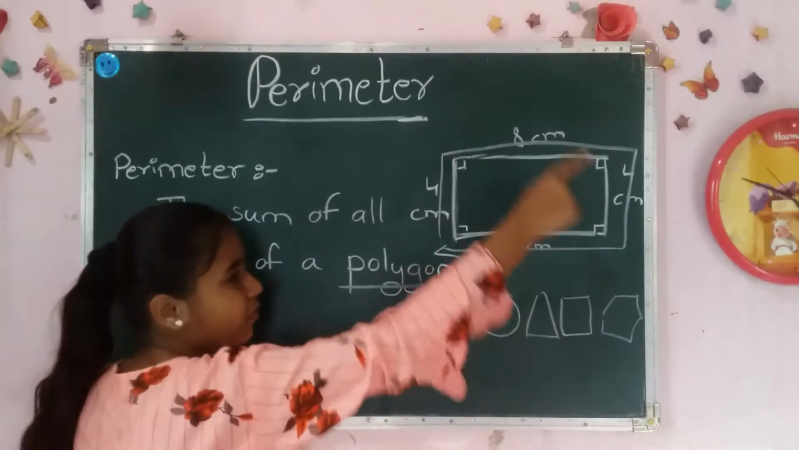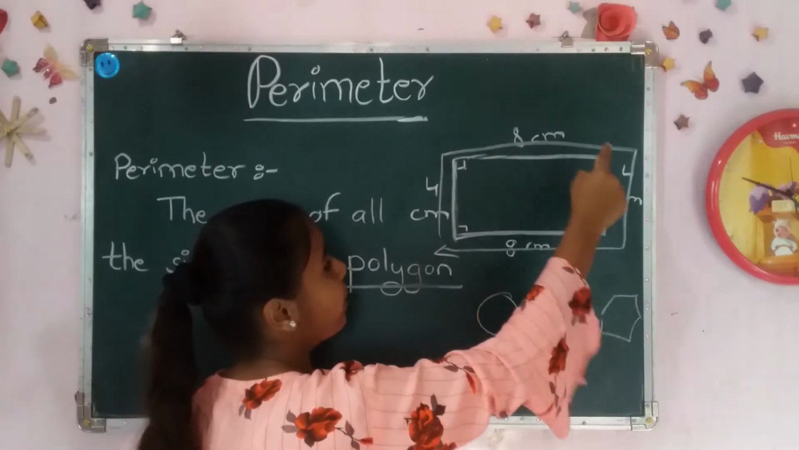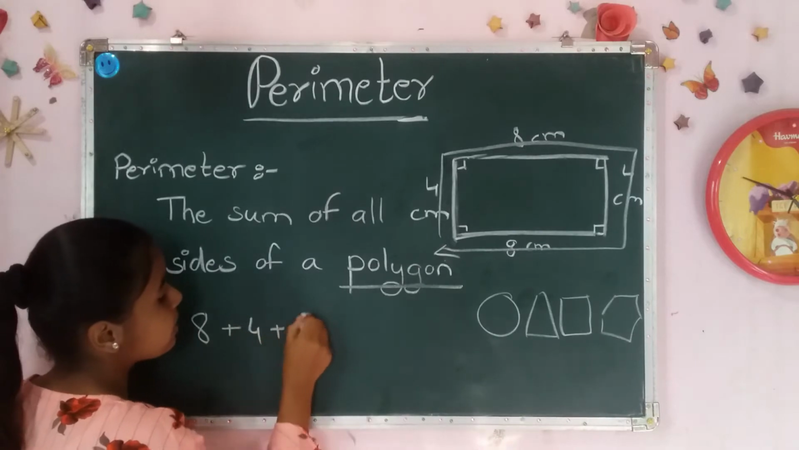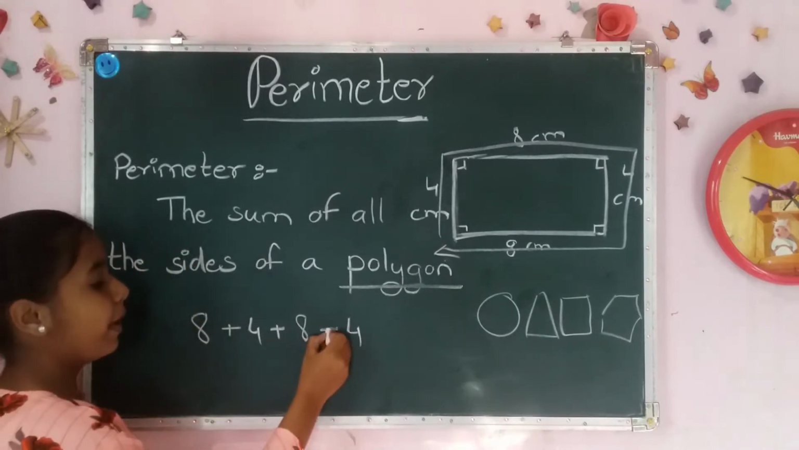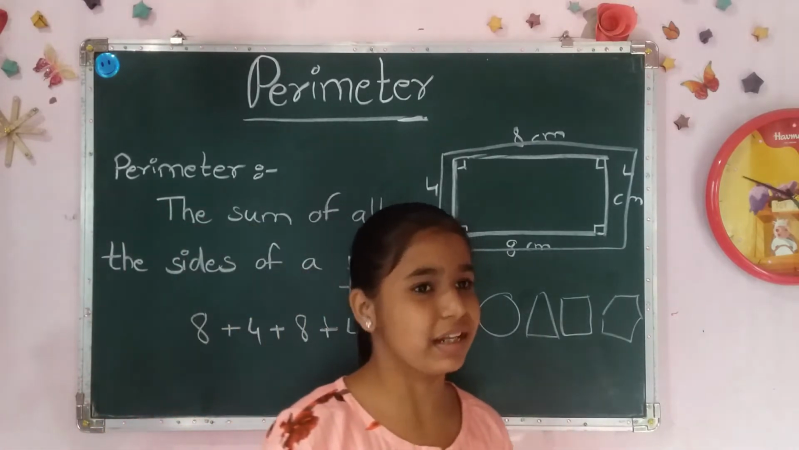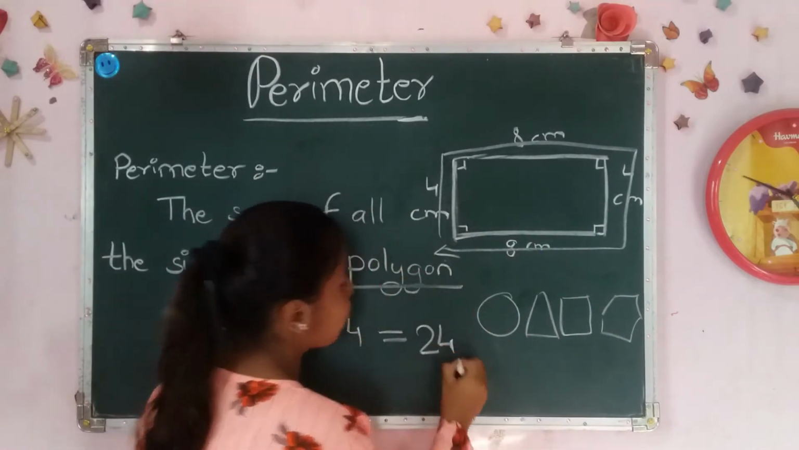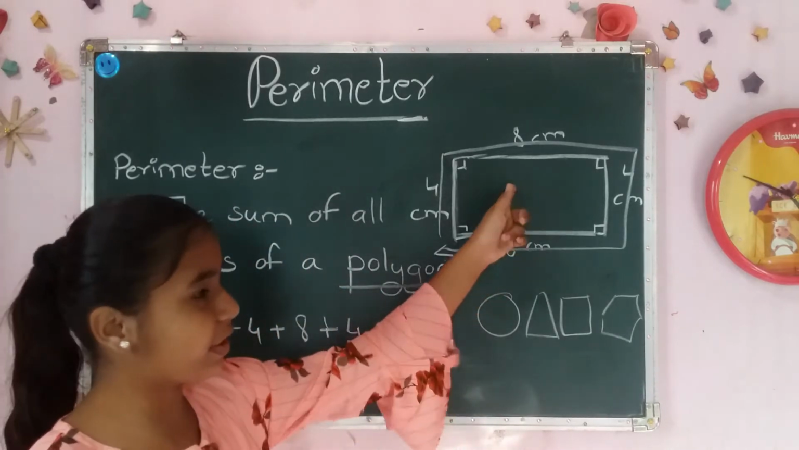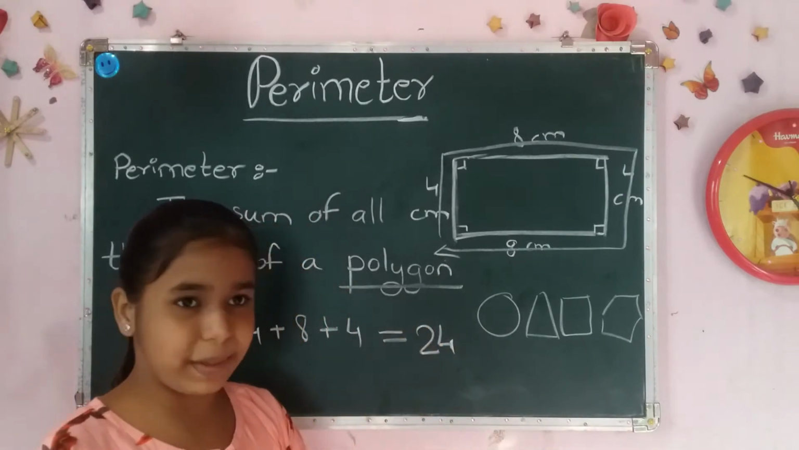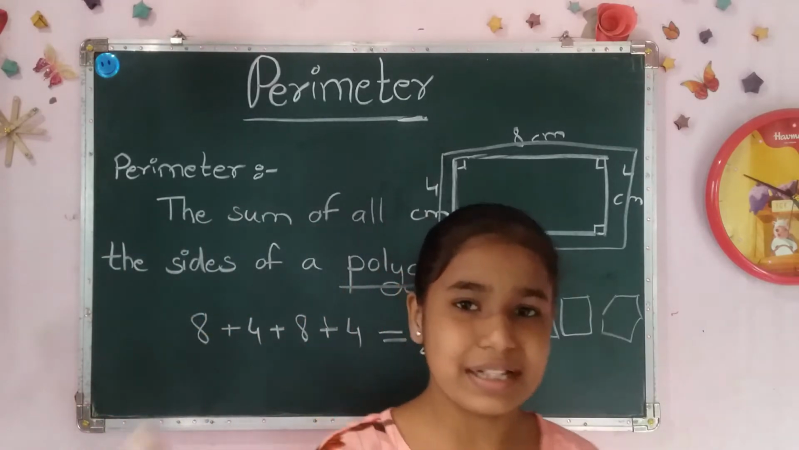So we will find the perimeter of this rectangle. Perimeter is equal to 8 plus 4 plus 8 plus 4. We calculate it, and the perimeter of this rectangle is equal to 24. So we can find any polygon's perimeter by this method. Now simply we will go for its formula. Let's go.